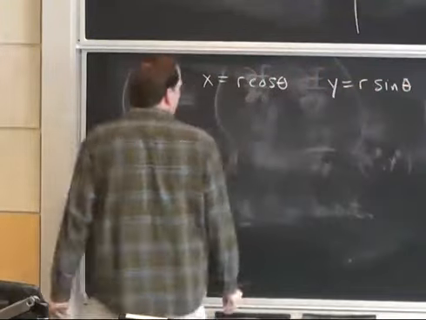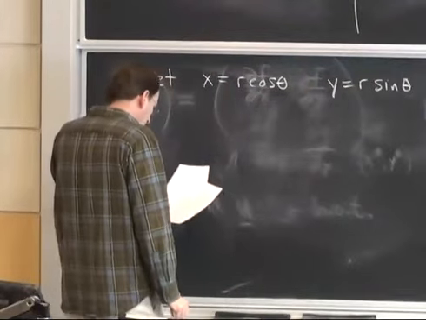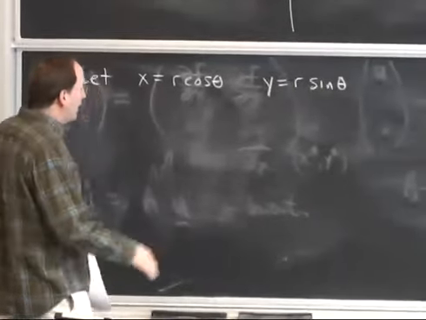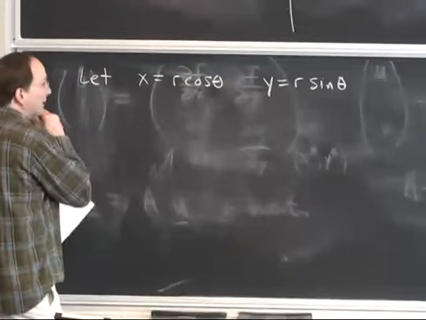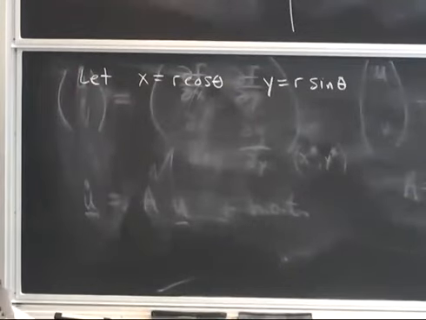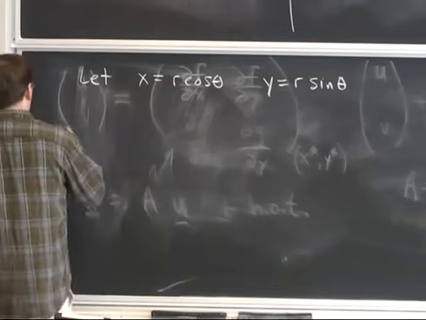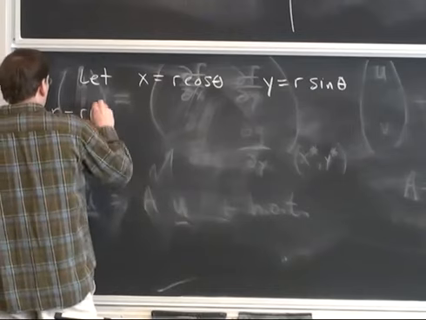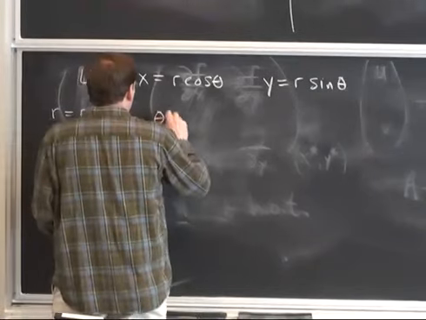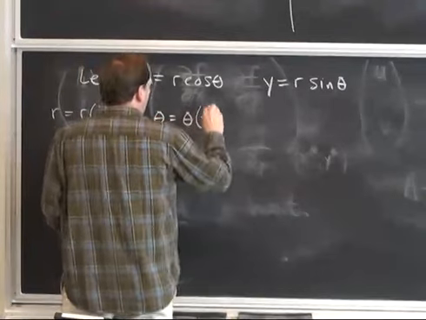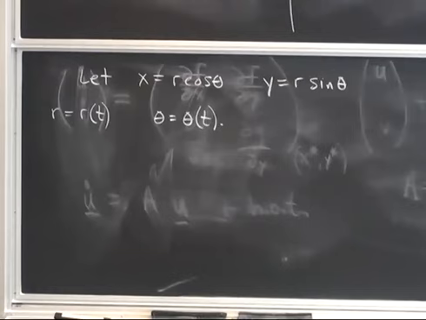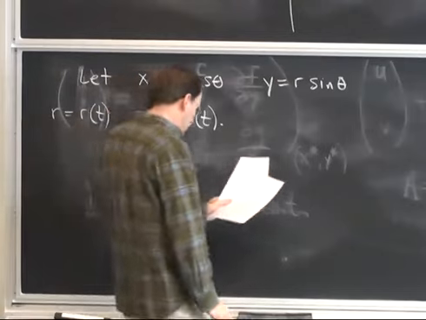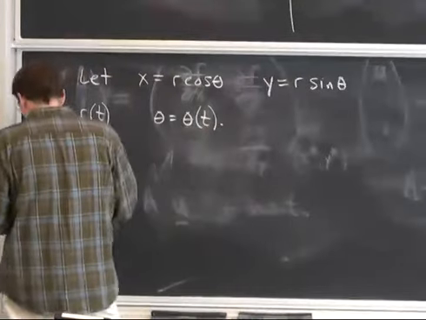And we're thinking of r and theta as functions of t. So we want to derive equations for r dot and theta dot. R is a function of t, theta is a function of t. And we want to convert our x dot, y dot equations into polar coordinates. So there are a couple ways of doing it, but the efficient way is this way.